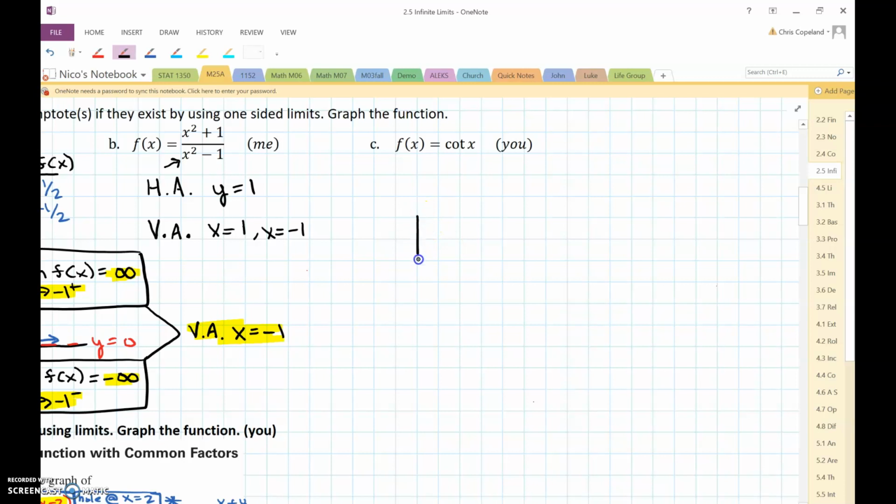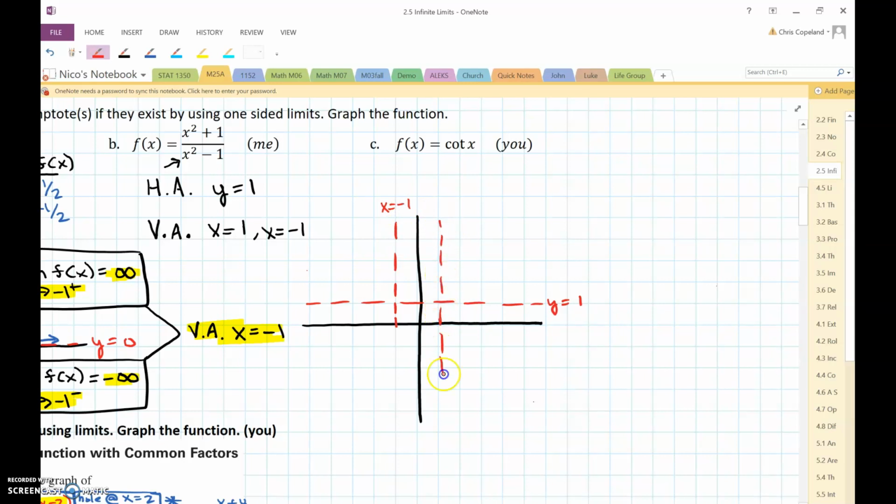So let's draw the horizontal and vertical asymptotes. First of all, the horizontal, y equals 1. Then x equals negative 1, and x equals 1. Now we just have to test points here.